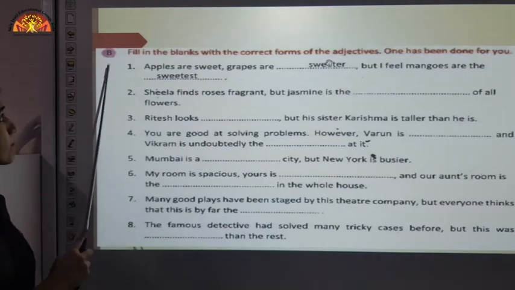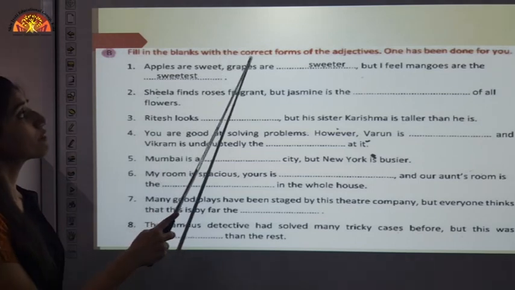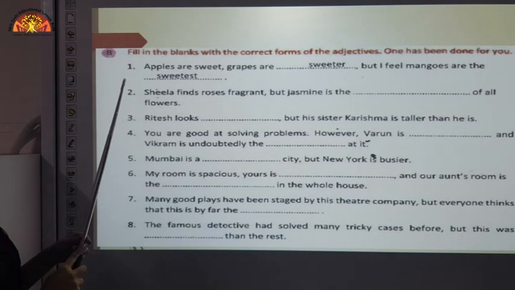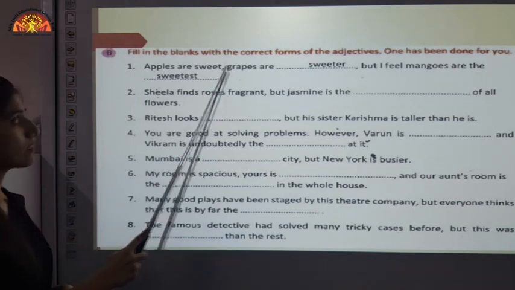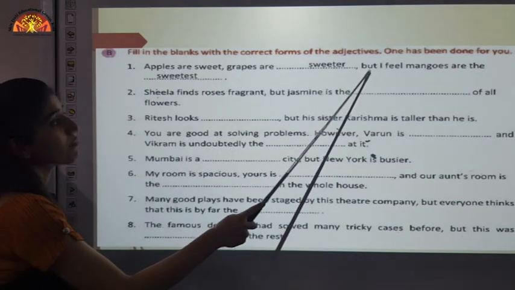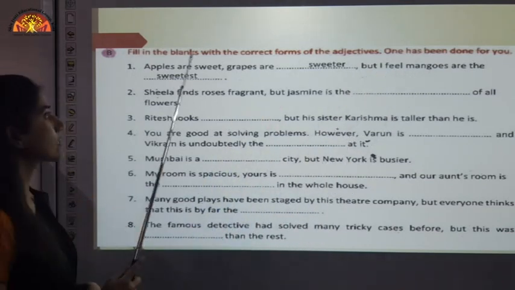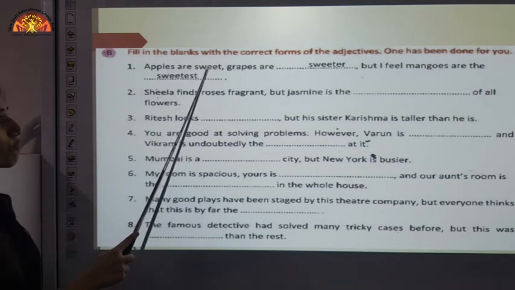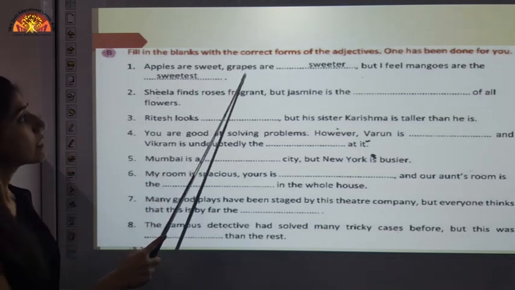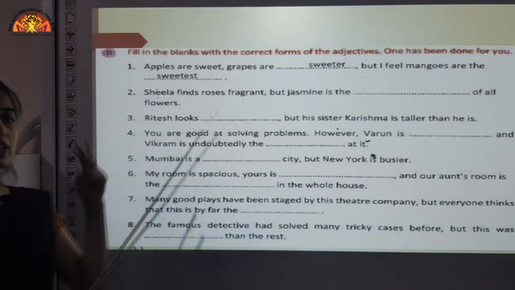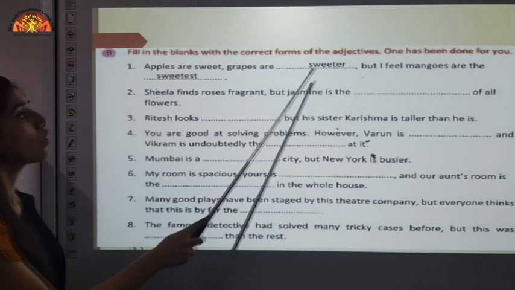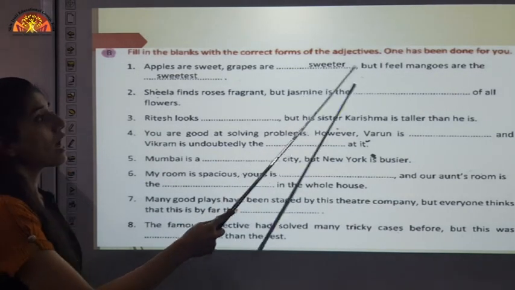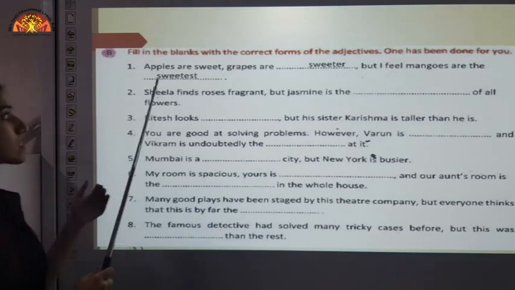Coming to the second exercise, that is the B exercise, fill in the blanks with the correct forms of the adjectives. One has been done for you. So the first one is, apples are sweet, grapes are sweeter, but I feel mangoes are the sweetest. So here the adjective was sweet. Here we are comparing grapes with apples. So comparison between two nouns is there, so the second form, that is the comparative degree, will be used. So sweeter, but I feel the mangoes are the sweetest.